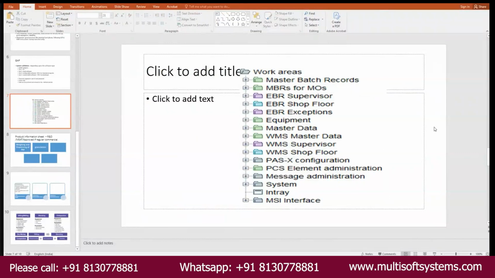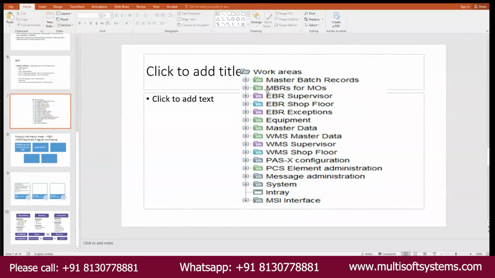We can discuss all these work areas in the later sessions. So generally, let me elaborate on this. This is the master batch records work area, where we are preparing the master batch records for MOs. Once an MO is created, if you want to change anything, then we need to use this work area. EBR is nothing but the electronic batch record supervisor.